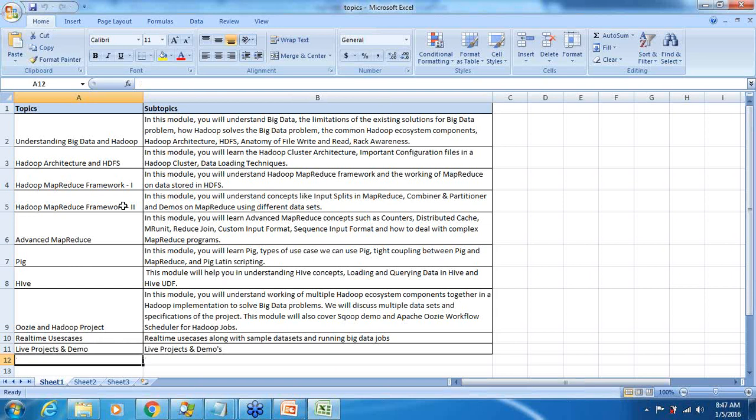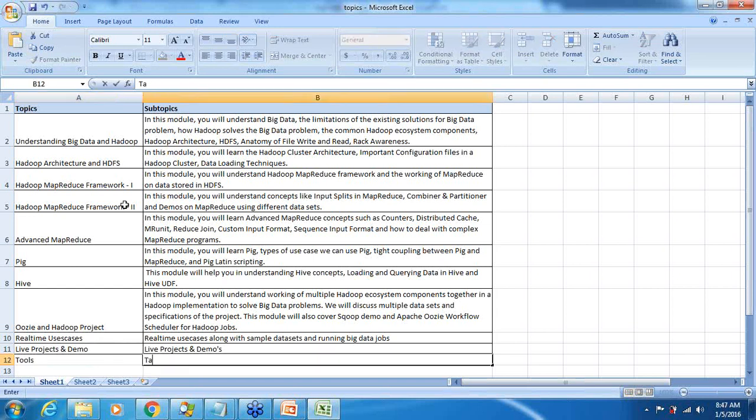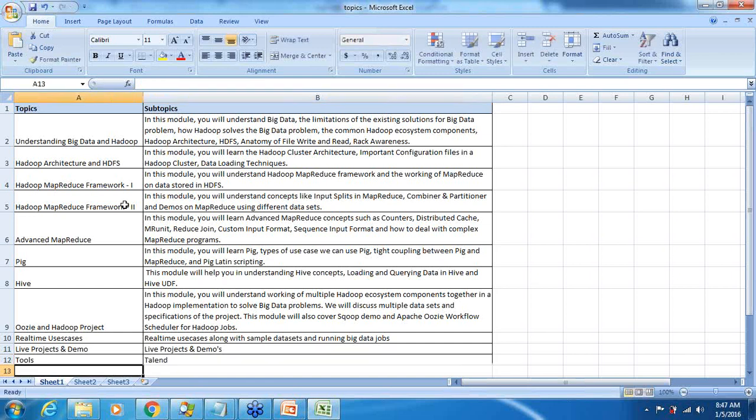So adding to this, I would be demonstrating tools using Talend. I will take a traditional example where we'll be using the Hadoop HDFS file system and processing big data using either a Java program or a Pig program, a MapReduce program. The same thing I will demonstrate using Talend as a tool. Hope that answers it.